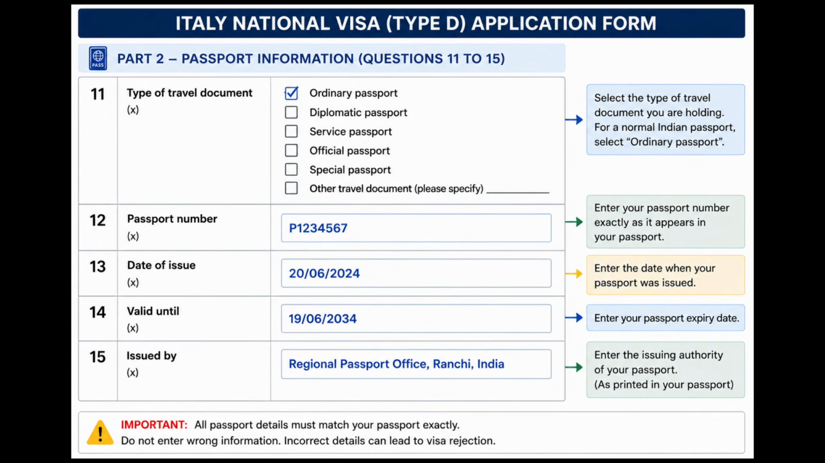Passport information. Question 11. Type of travel document. Now we come to the passport section. Question 11 asks for the type of travel document. If you are traveling with a regular Indian passport, you should generally select ordinary passport, provided that it matches your actual travel document. Do not select a different category simply because you saw another applicant use it. Questions 12 to 15. Passport number, date of issue, validity date and issuing authority. Keep your passport beside you while filling out this section. Copy the information carefully. Even a small mistake in the passport number or validity date can create a problem, so check everything before submitting.